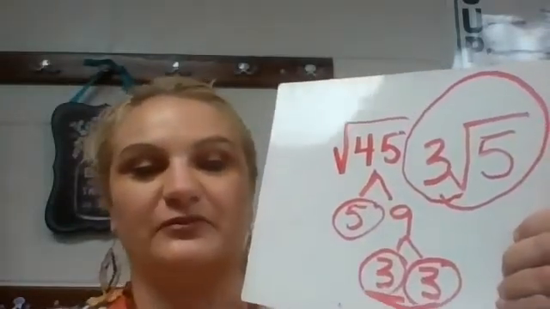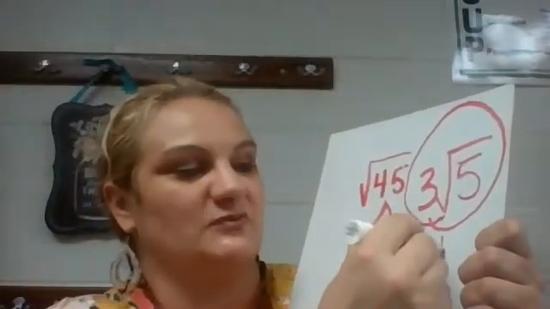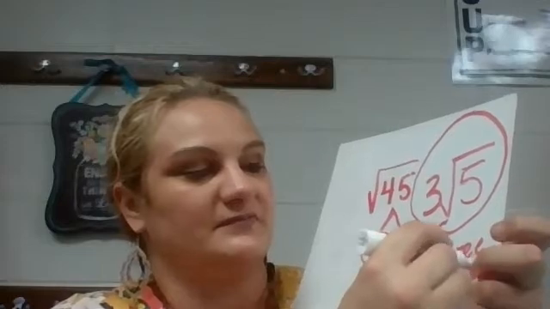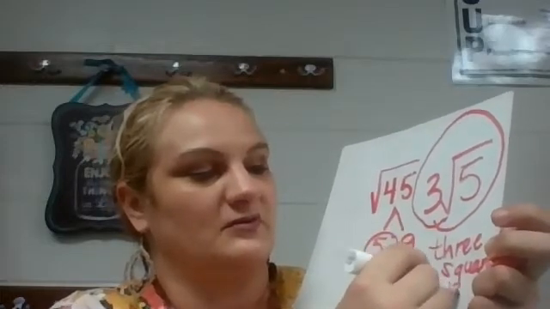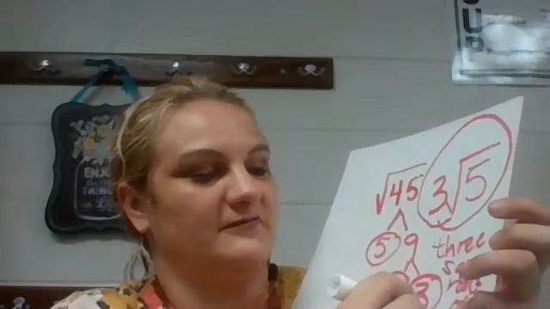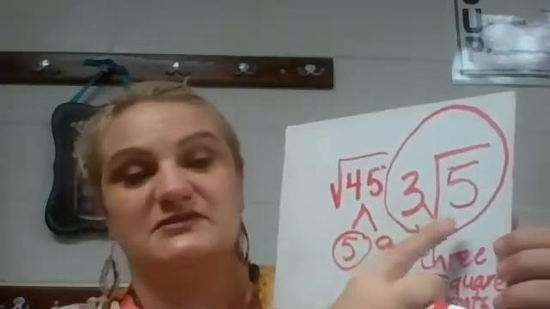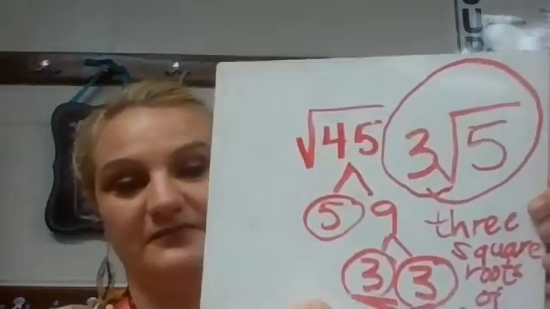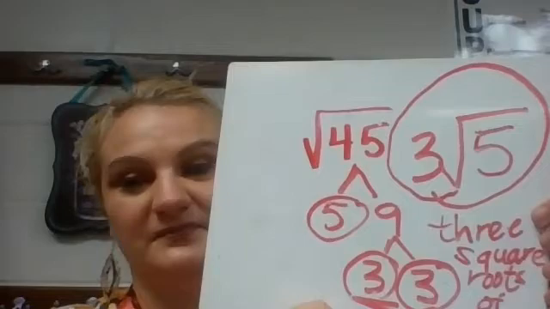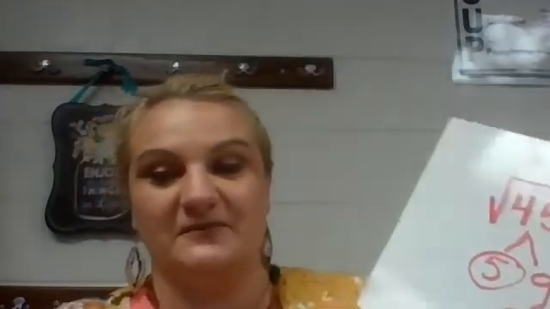And we call it 3 square roots of 5, which you need to know because sometimes they'll give it to you in words. 3 square roots of 5. This means 3 times the square root of 5. Got that one? Yes. Okay, let's try another one.